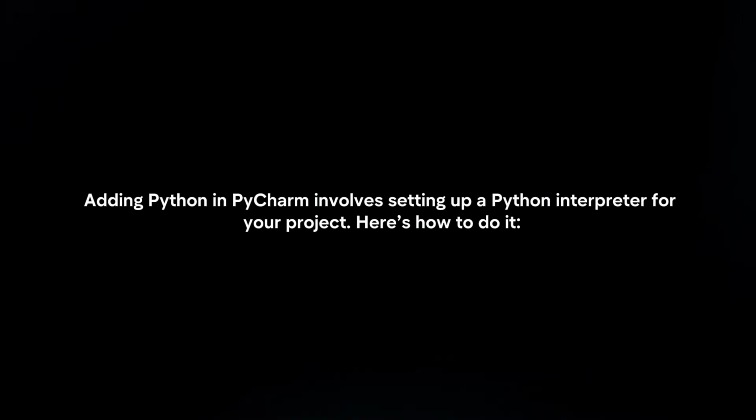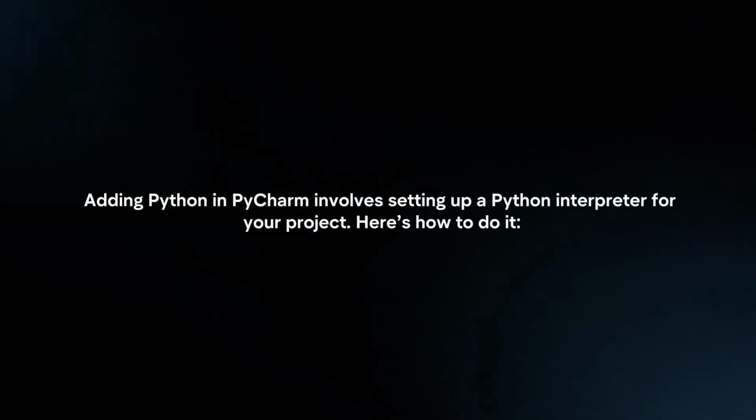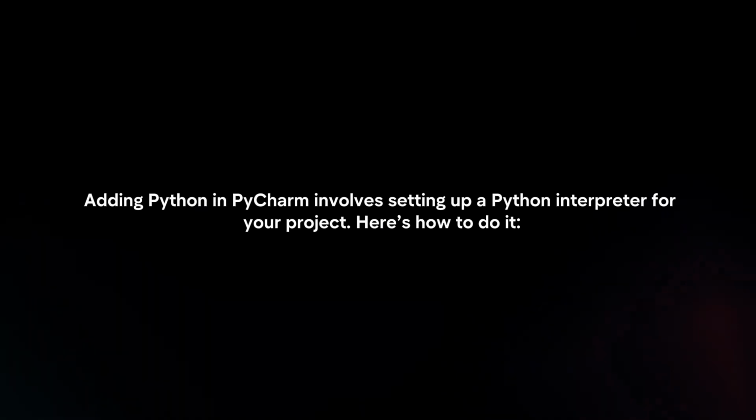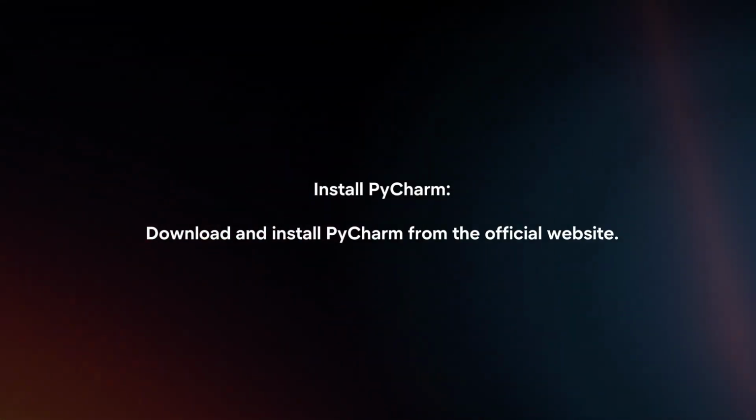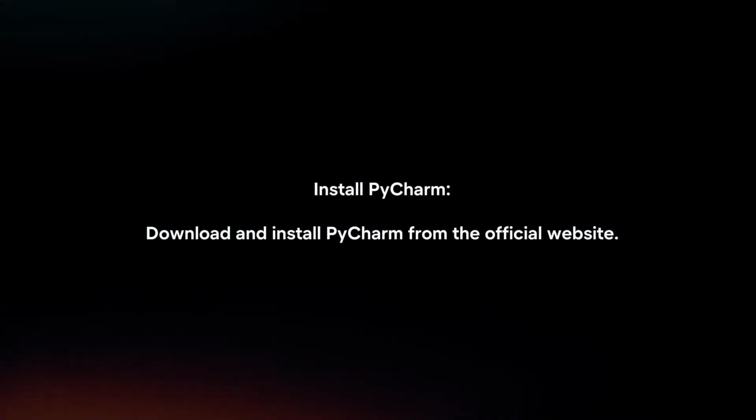Adding Python in PyCharm involves setting up a Python interpreter for your project. Here's how to do it. Install PyCharm. Download and install PyCharm from the official website.